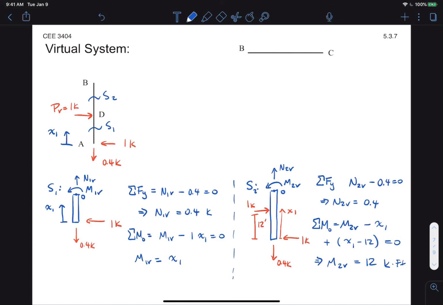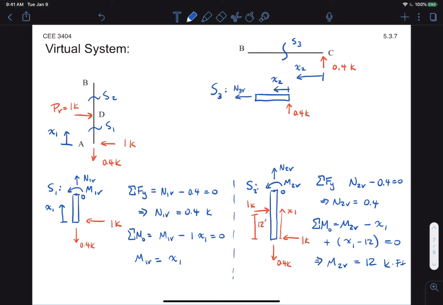And finally, we have section 3 in beam BC. Draw the reaction at C, which is 0.4 kips. And I'll use the same constant of integration. I'm forced to, of course. I should have the same constant for both the virtual system and the real system. So in this case, I am bound by whatever choices I made in the real system.